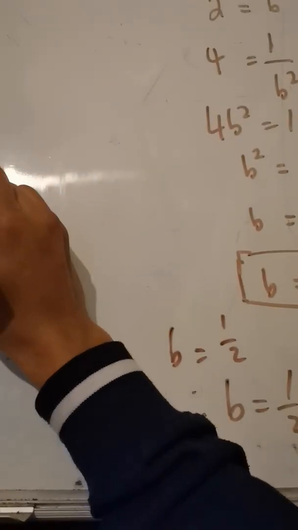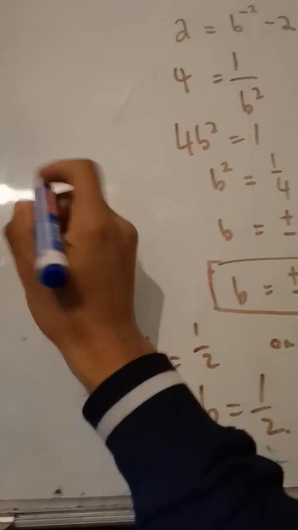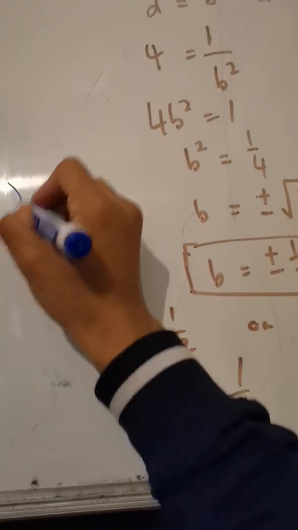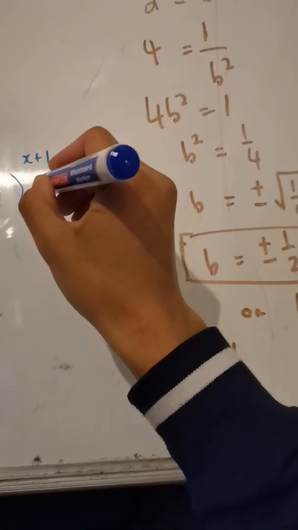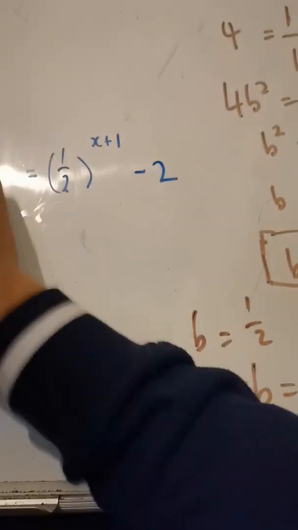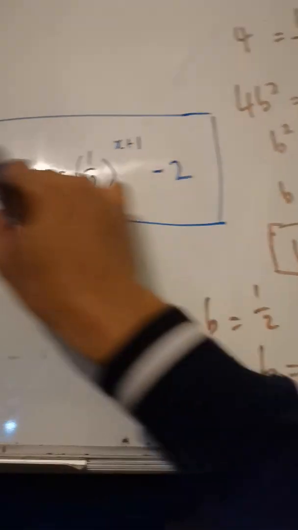And then we can conclude by saying that therefore, g of x is equal to a half to the power of x plus 1 minus 2. Okay? And that is the final equation.